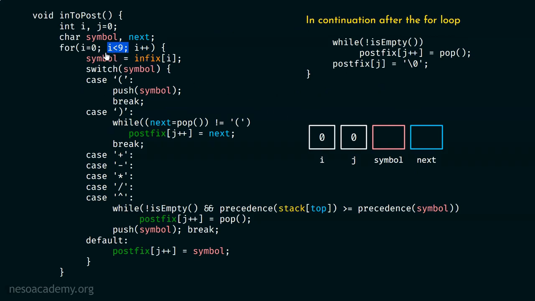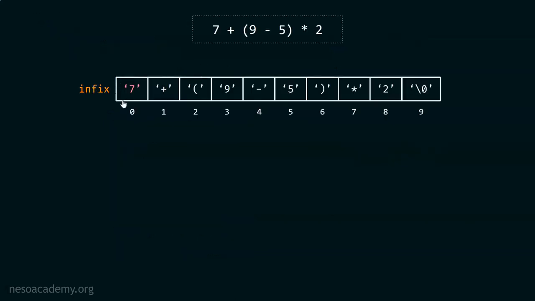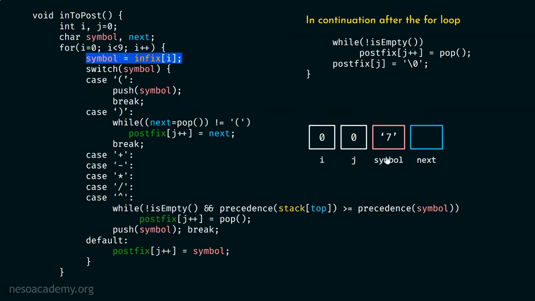Yes, 0 is less than 9. So we can continue and get inside this for loop. Symbol equal to infix[i]. What is infix[i]? i is 0. What is infix[0]? Infix[0] is this character. So we'll put this character inside the symbol variable.